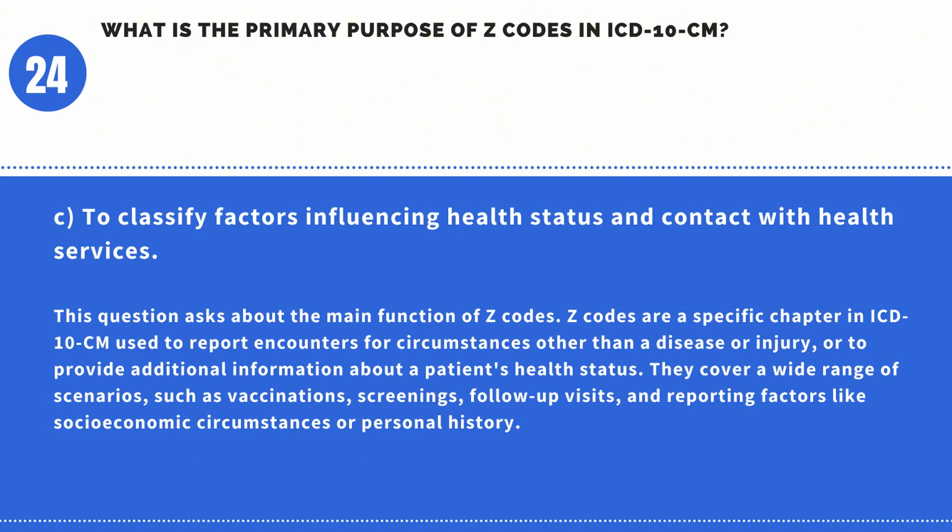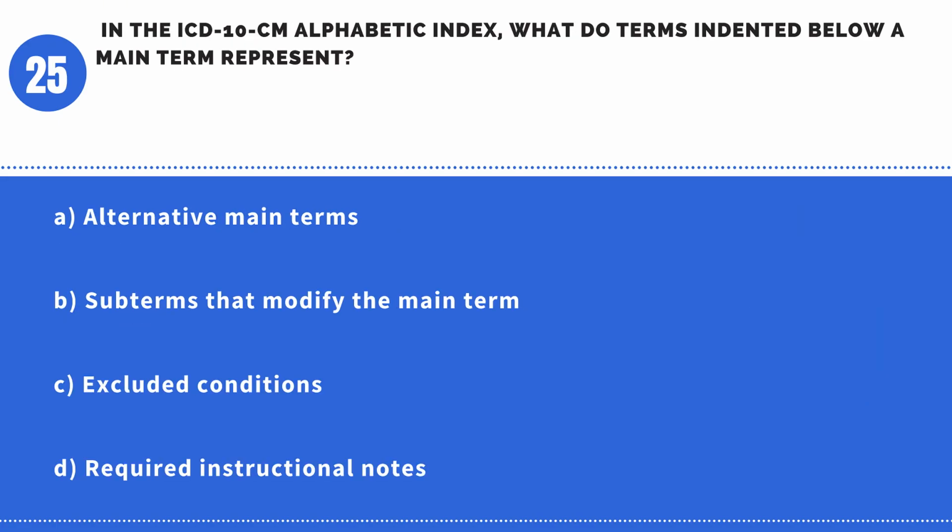Answer: C. To classify factors influencing health status and contact with health services. This question asks about the main function of Z codes. Z codes are a specific chapter in ICD-10-CM used to report encounters for circumstances other than a disease or injury, or to provide additional information about a patient's health status. They cover a wide range of scenarios, such as vaccinations, screenings, follow-up visits, and reporting factors like socioeconomic circumstances or personal history.